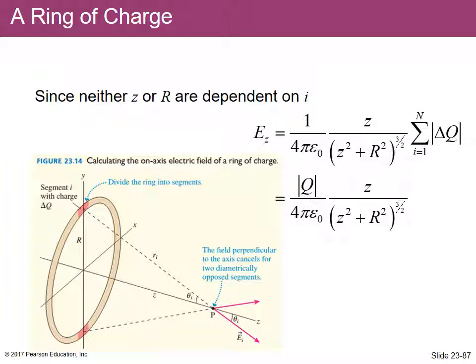Since neither z nor r are dependent on I, the electric field at a point on the line from the center of the ring is the total charge on the ring divided by 4 pi epsilon naught times z over z squared plus r squared to the 3/2.